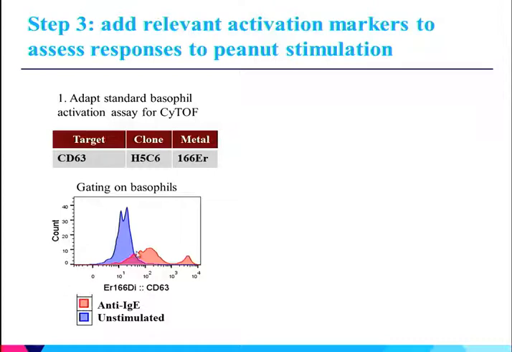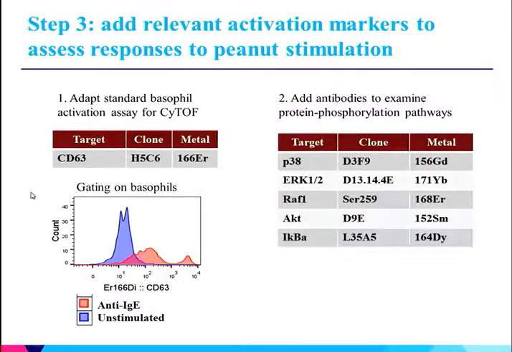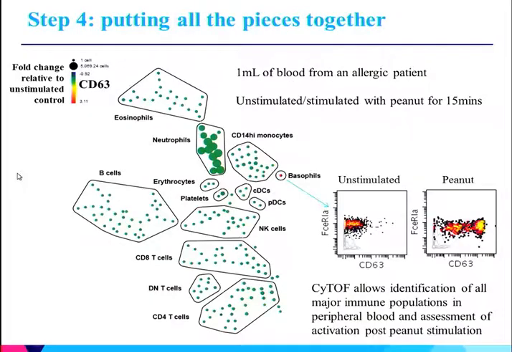And you can see it works quite well. Unstimulated basophils express some CD63, and there's a dramatic upregulation post-activation. In addition, we wanted to supplement this with a panel to look at some phosphomarkers that were potentially of relevance in the context of allergy signaling. So with all these parts in place, we were now ready to put everything together and do the initial experiment that we hoped to do.